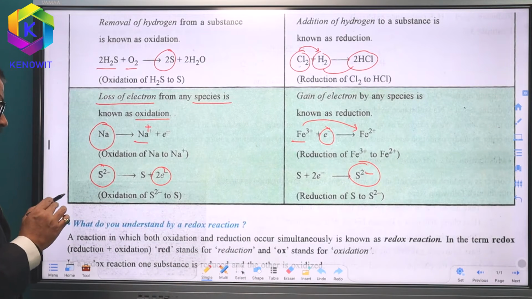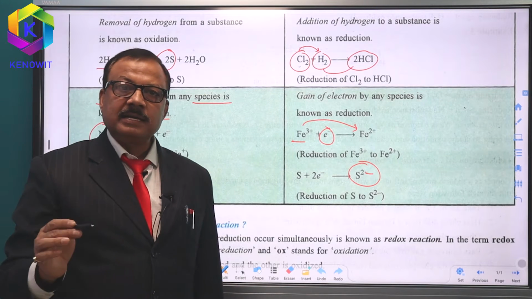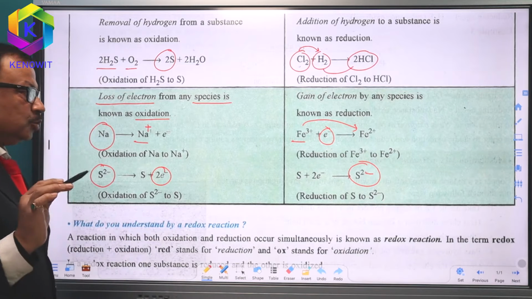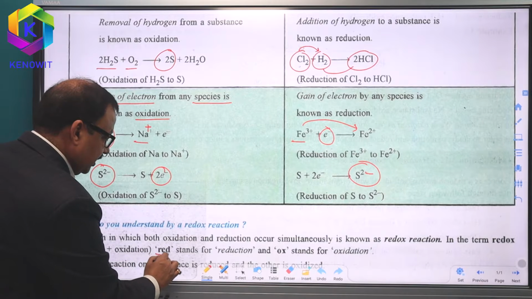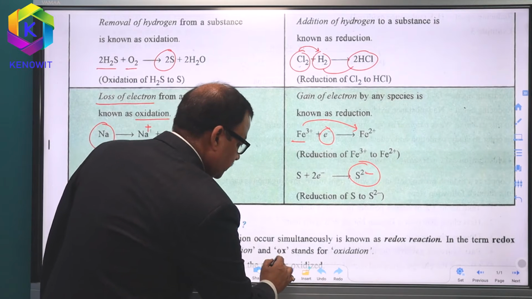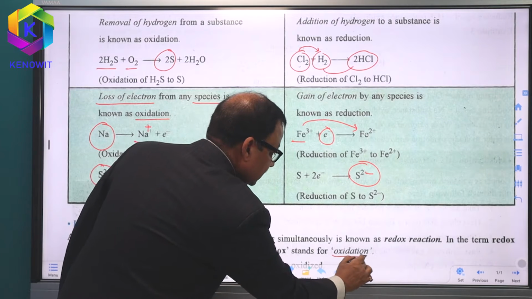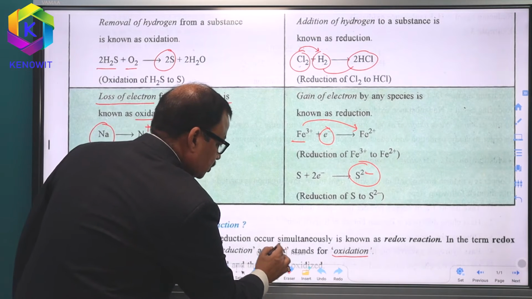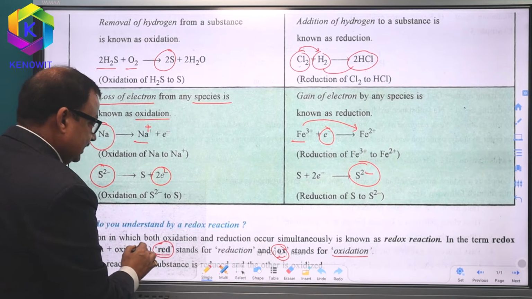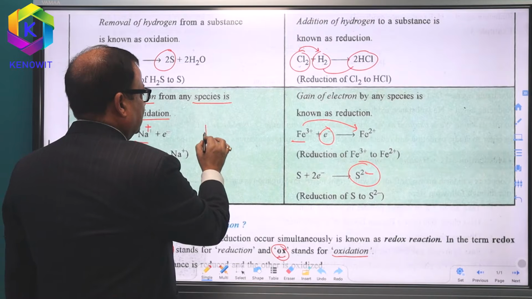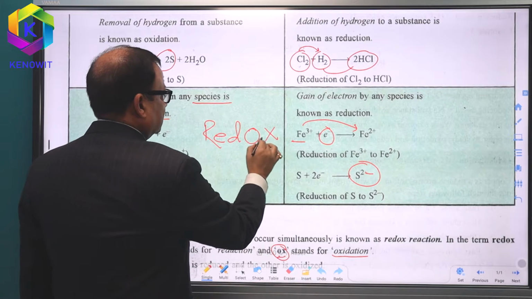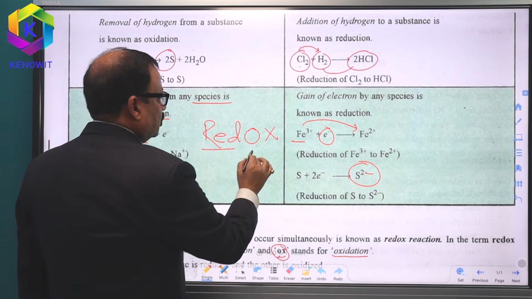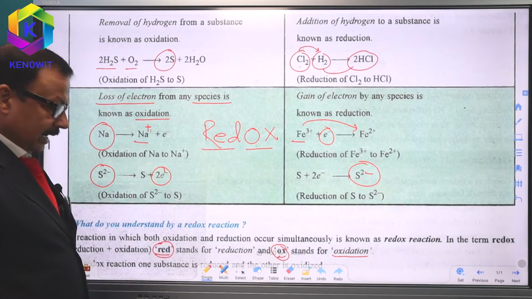Then what do you understand by a redox reaction? A reaction in which both oxidation and reduction occur at the same time or simultaneously is known as a redox reaction. And we know that in redox, RED is from reduction and OX is from oxidation. So this OX and reduction RED gives redox. Reduction means gain of electrons, and oxidation means loss of electrons.